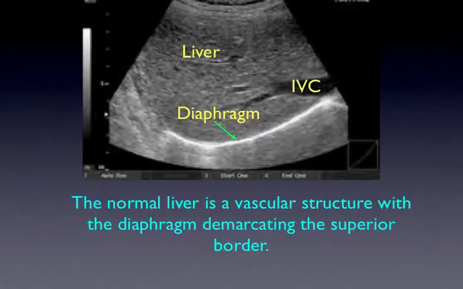Now the liver is a very vascular structure, which helps differentiate it from any picture that has a diaphragm and a liver-like structure in it, which could be spleen.